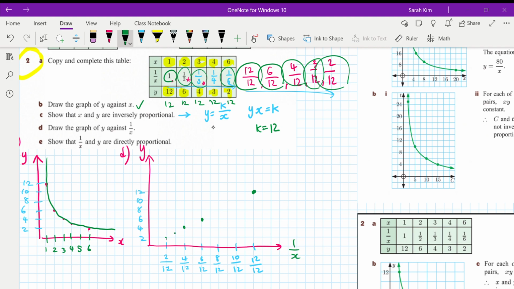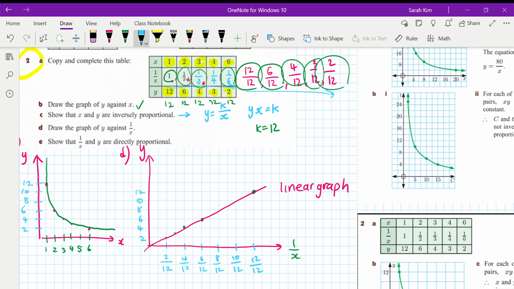So approximately, let me see if I can use a different color. It looks something like so. So we know that this is a linear graph. Well, it looks linear, so I'm just going to assume it is. So there we go. Now we're just going to show that this relationship is directly proportional.